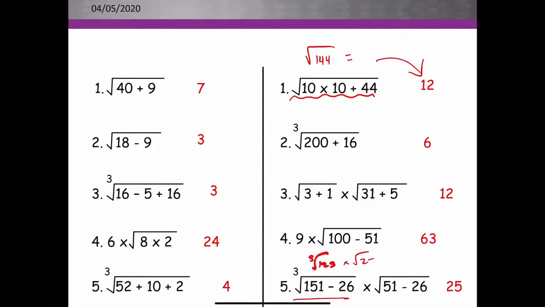And the bottom one is the third root of 125 times root 25, which is simply 5 times 5. And 16 take 5 plus 16 is the third root of 27, which is actually just simply the number 3. Third root of something means you multiply something 3 times.